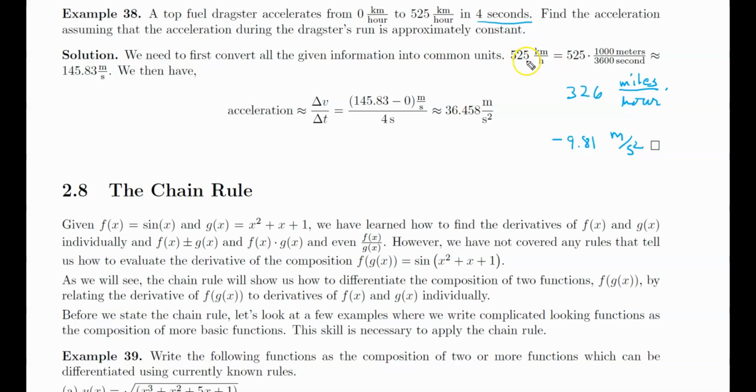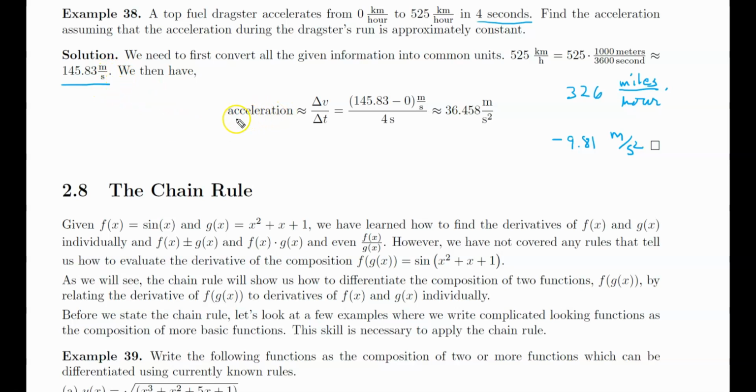Well, notice that 525 kilometers per hour is, if we replace the kilometer with 1,000 meters and the hours with 3,600 seconds, that's how many seconds are in an hour, and we simplify this fraction here, we get 145.83 meters per second. So 525 kilometers per hour and 145.83 meters per second, those represent the same velocity, just different unit systems.